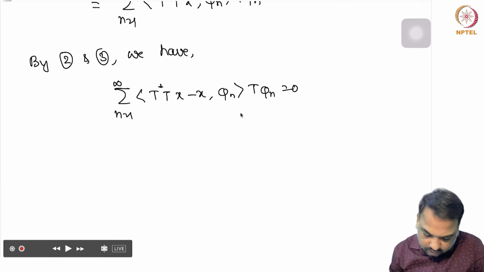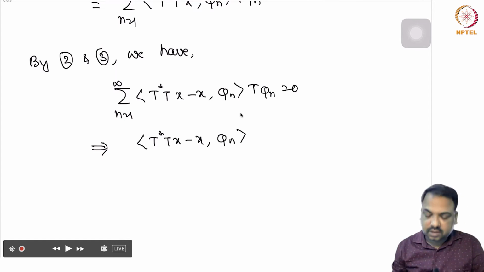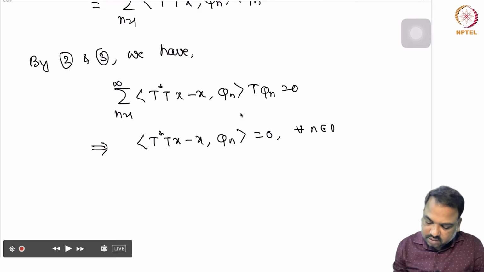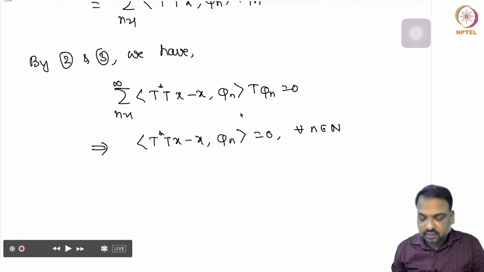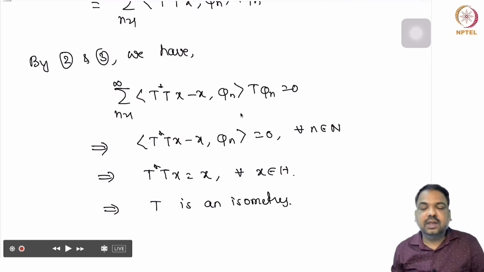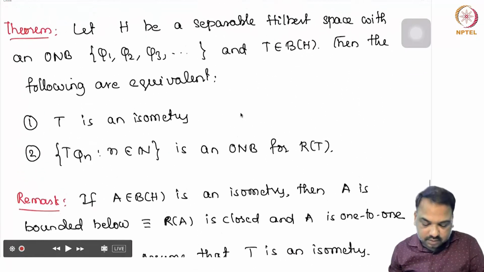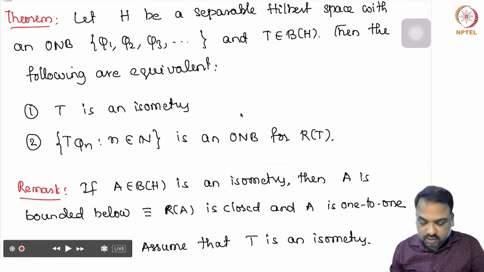From this we can conclude that inner product T star Tx minus x with phi n is 0 for every n in N, because T phi n is an orthonormal basis for range of T. So this implies T star Tx equal to x for every x in H. That is, T is an isometry, from the earlier characterization. So this is one more characterization of an isometry in terms of orthonormal set.